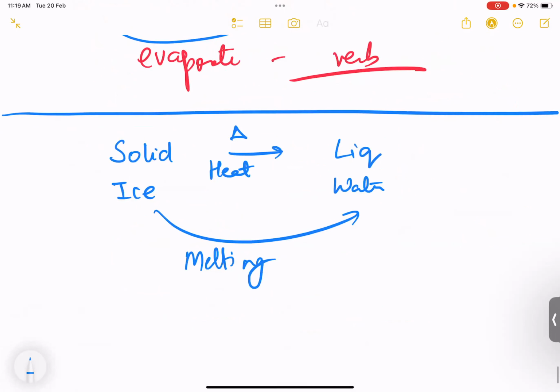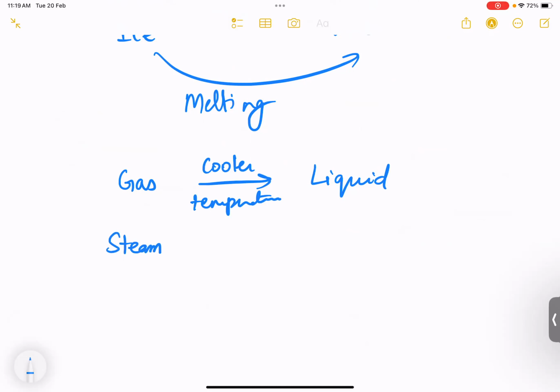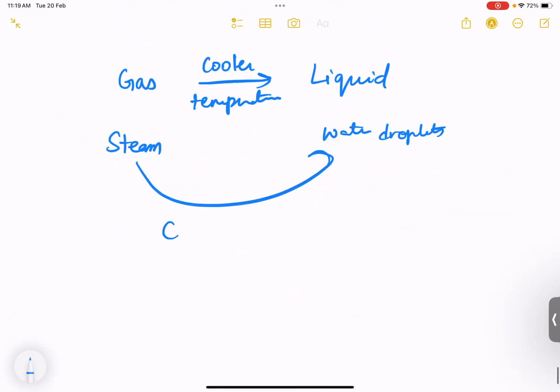Very simple. Next is when we have a gas and we have to change the gas into liquid. How is this going to happen? We have to provide a cooler temperature, and then the gas will change into liquid. So steam or vapor changes into water droplets. And this process is known as condensation, and we say it condenses.